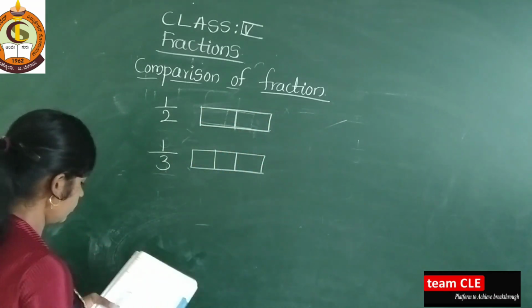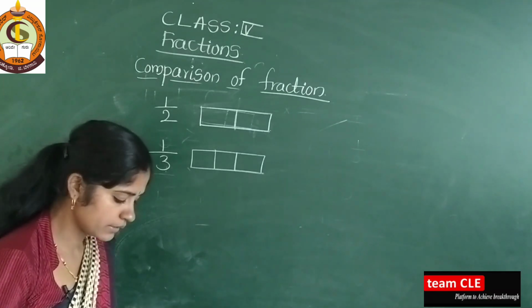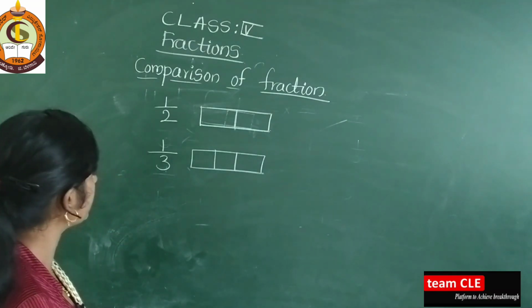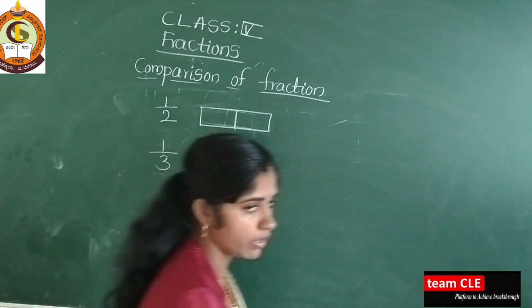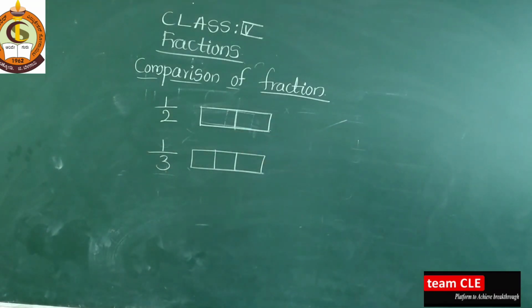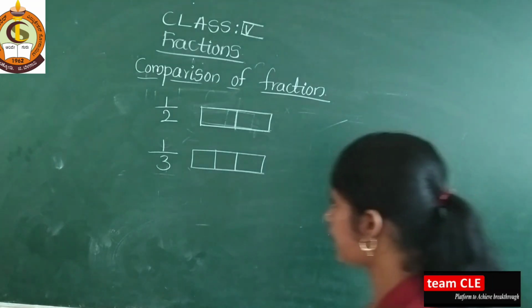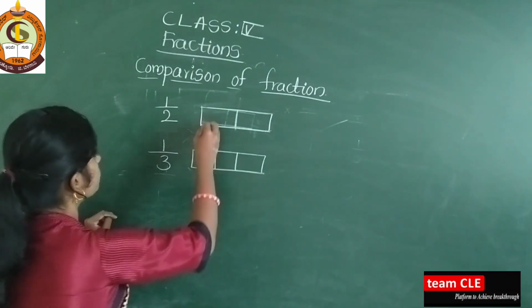1 by 2. Then tell me which one is the greater here. Which one is greater here, 1 by 2 or 1 by 3? Yes, there you shade 1 part and here you shade 1 by 3. Okay, then tell me, here I will shade 1 by 2.